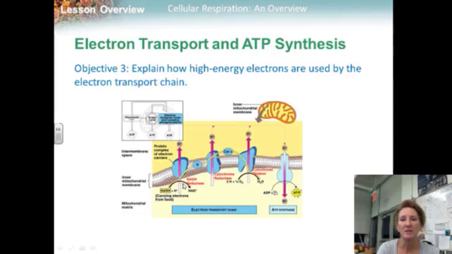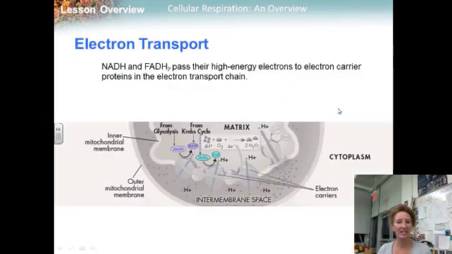Okay, objective 3. Explain how high energy electrons are used by the electron transport chain. This is where all this stuff went to, right? NADH and FADH2 pass their high energy electrons to the electron carriers. Look at that right there. Electron carriers, proteins, and the electron transport chain. These guys. Cool. At the end of the electron transport chain, this would be the end over here, the electrons, I should click, sorry.